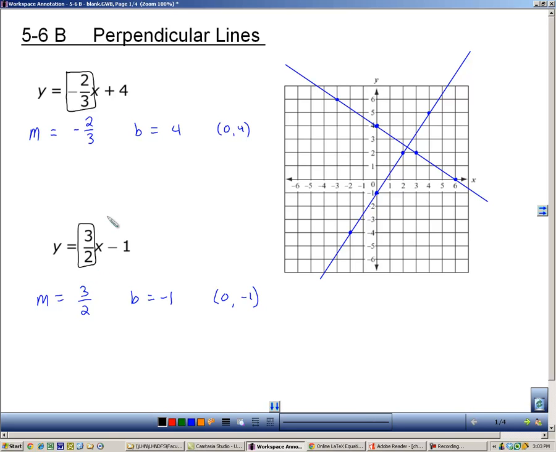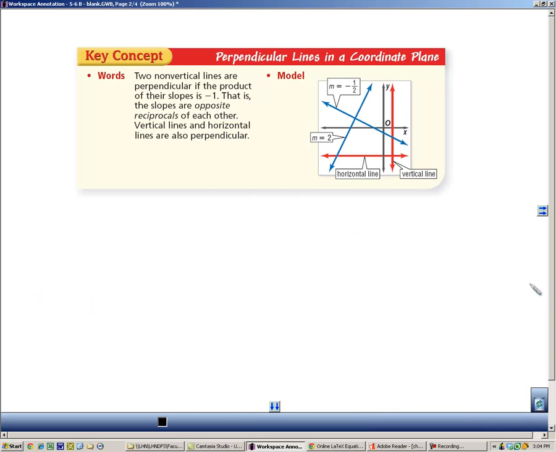For lines to be perpendicular, their slopes have to be opposite reciprocals. Opposite means the signs are different, and reciprocal means the fraction is flipped. If you have slopes that are opposite reciprocals, they form perpendicular lines. Here's basically what that says in a key concept. Two non-vertical lines are perpendicular if the product of their slopes is negative 1.